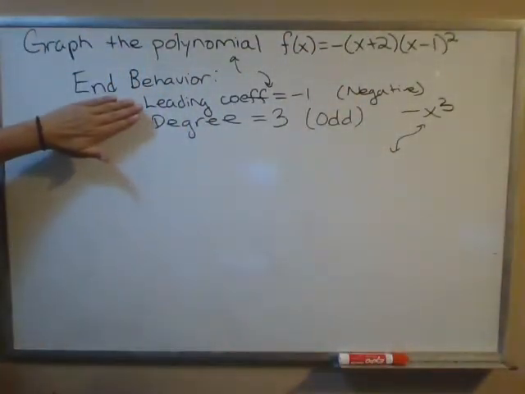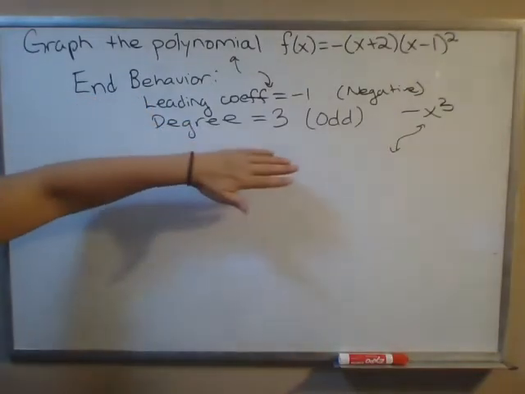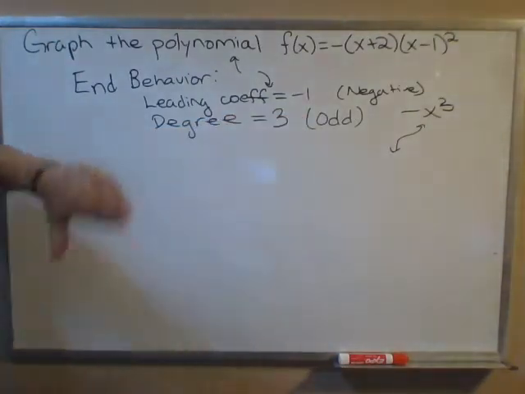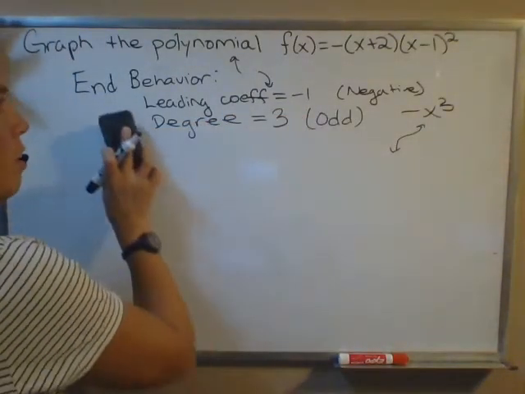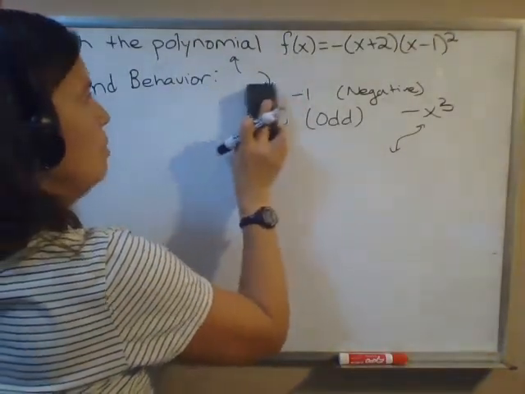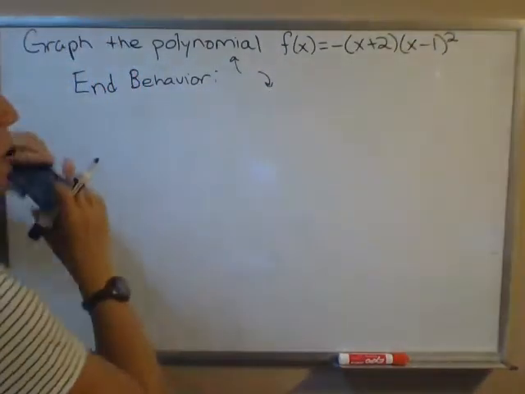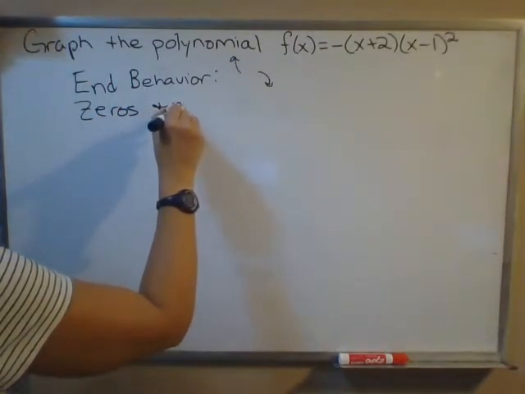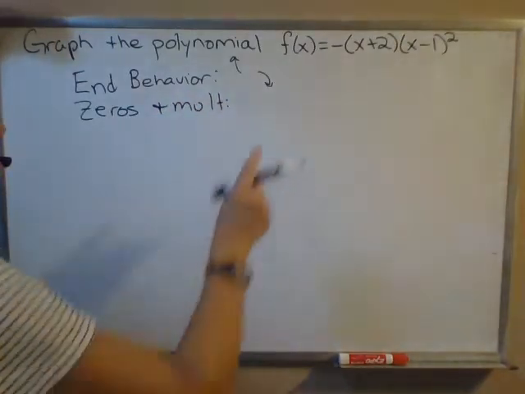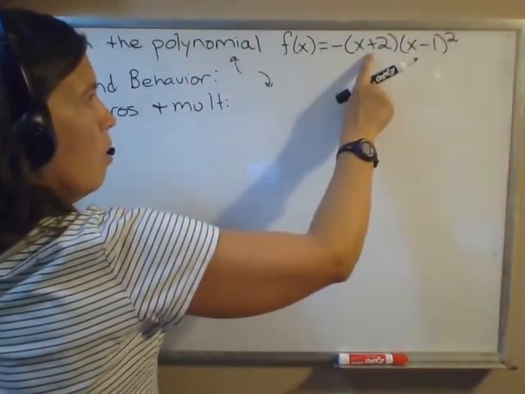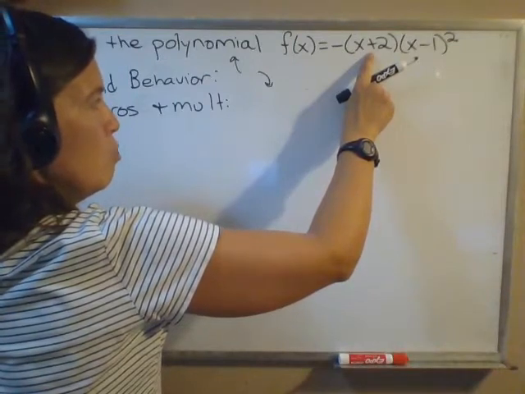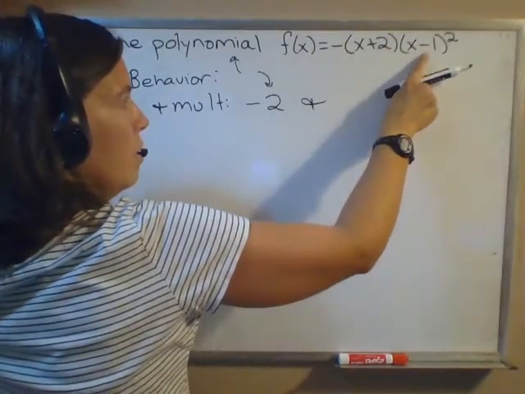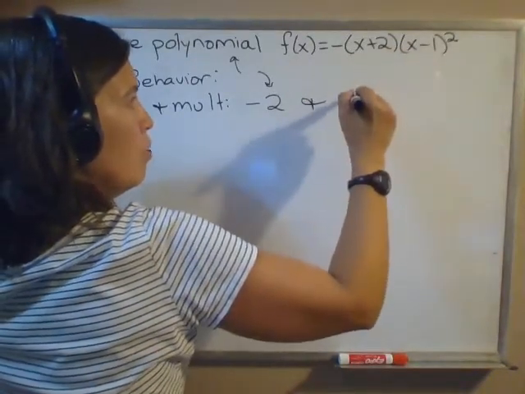Okay, so first thing is determine end behavior, which is determined by the leading coefficient, the number in front, and the degree overall. Okay, so I'm going to get rid of this information. We've got the end behavior. The other thing we want to note are the zeros and their multiplicity. So the zeros of this polynomial are -2, because if you set x plus 2 equal to 0, you'll have x equals -2, and 1. If you set this (x minus 1) squared equal to 0, you'll get x equals 1.